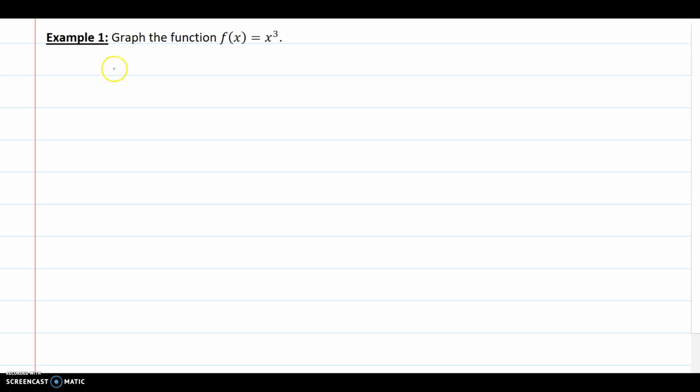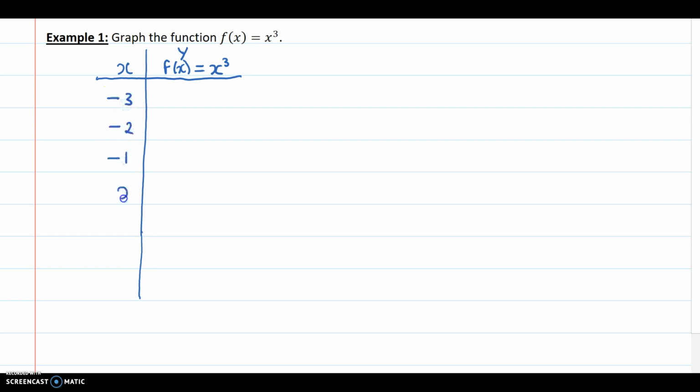So we're going to have a table of values. We're going to have x, and we'll have f of x, or y, which is equal to x cubed. And f of x is just y. Okay, so this is our y value. It's a good idea to pick values of x that are close to the origin, usually. Depends on the particular question, but here we pick ones close to the origin, and pick integer values, so whole numbers. So minus 3, minus 2, minus 1, 0, 1, 2, 3.